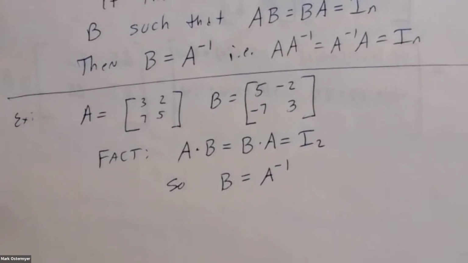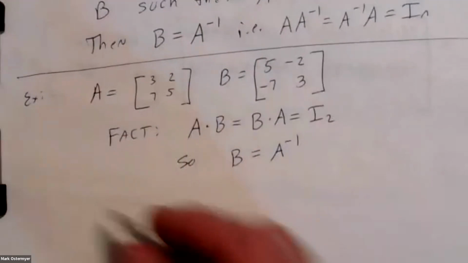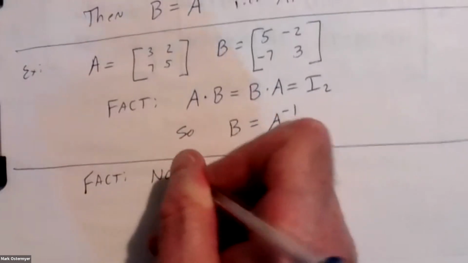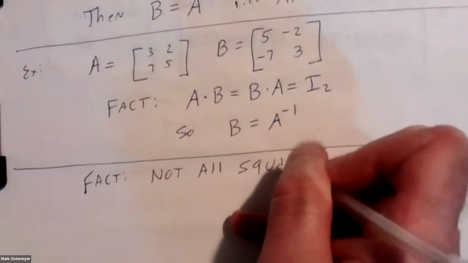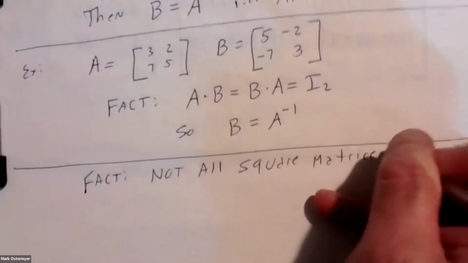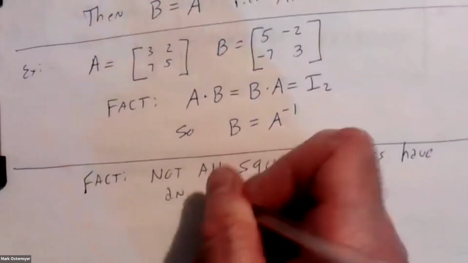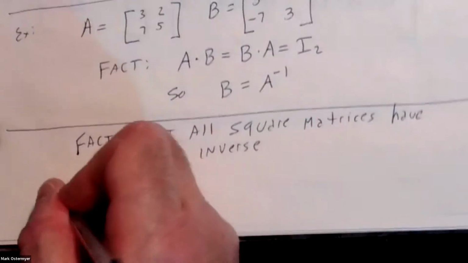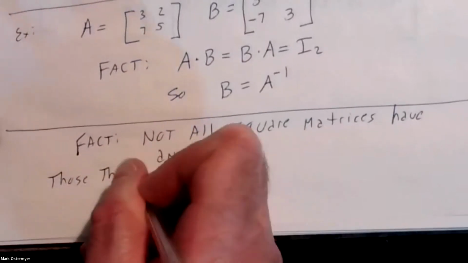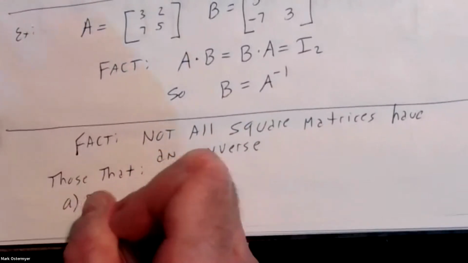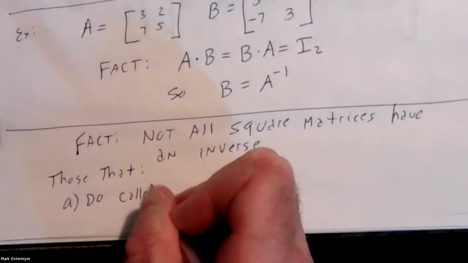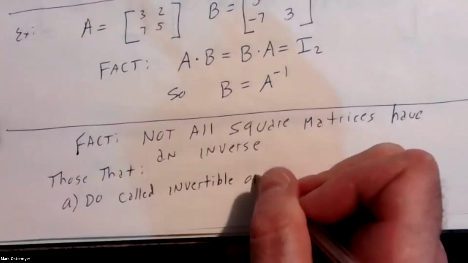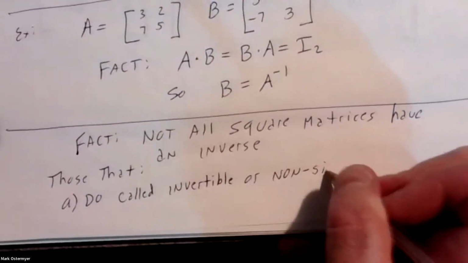All right, so ladies and gentlemen, do all square matrices have an inverse? The answer is no. Not all square matrices have an inverse. Those that do are called invertible matrices. They're called invertible or non-singular matrices.